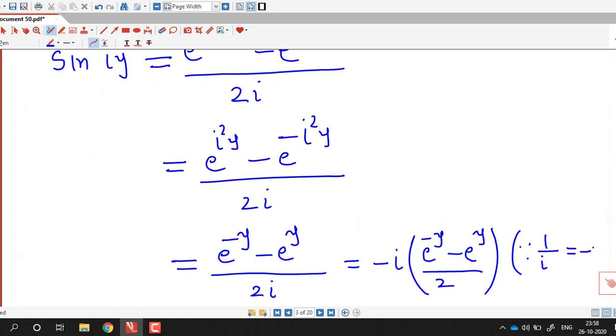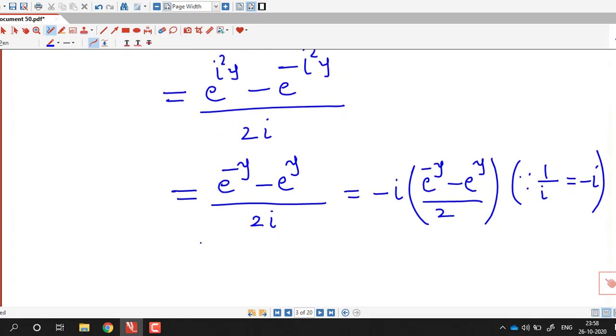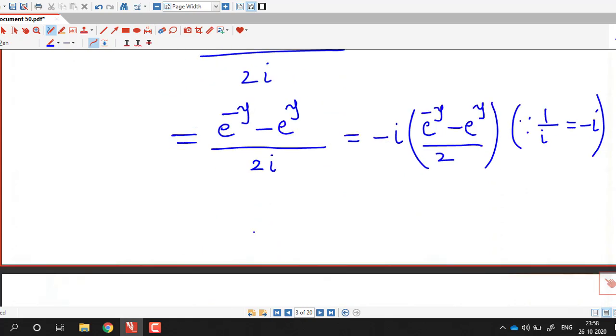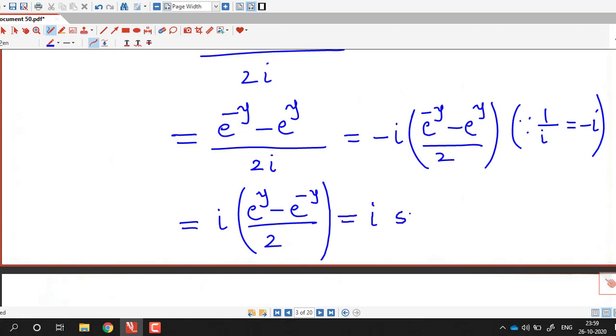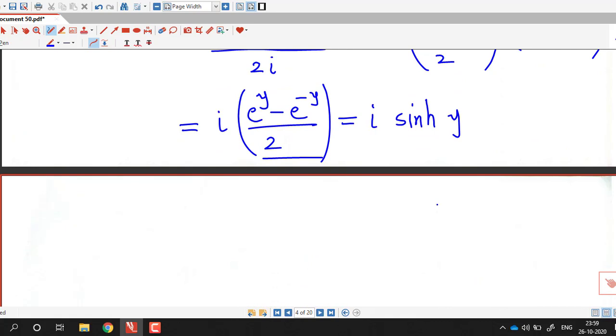So (e raised to −y − e raised to y) over 2, and I am using this result: 1 upon i is −i. If we take the negative sign inside the bracket, I keep i as it is and take this negative sign inside the bracket. So we will have i times (e to the power y − e to the power −y) over 2. But this bracket is nothing but sine hyperbolic y. So we finally obtain, therefore, sin iy is nothing but i times sinh y.